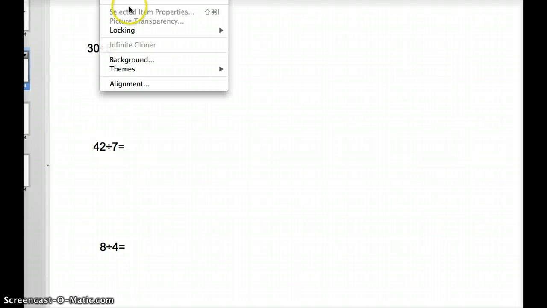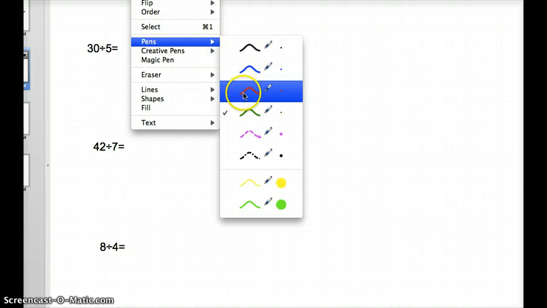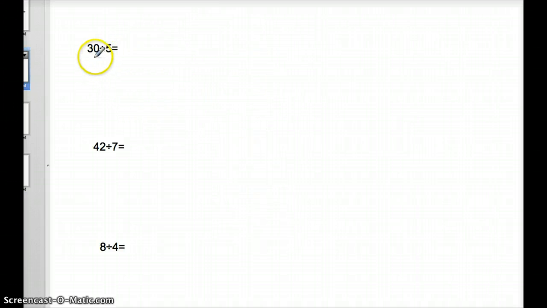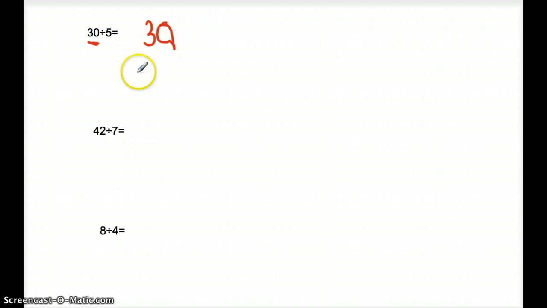Remember, our learning goal is to use repeated subtraction to divide. I have some more problems listed here, and I'm going to show you how I use repeated subtraction to divide. Okay, 30 divided by 5. The first thing I'm going to do is start with my total of 30. Then I'm going to subtract this number, and I'm going to keep subtracting that number until I can't take it away anymore. So I'm going to start with 30, and I'm going to take away 5.